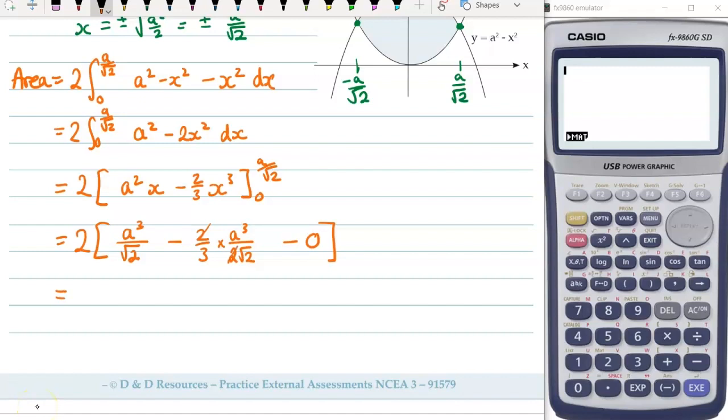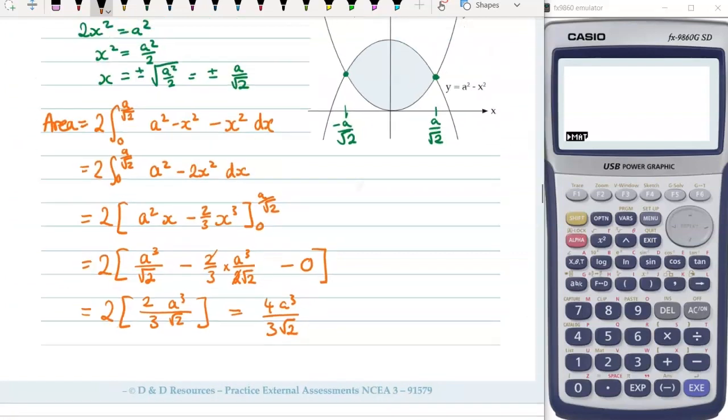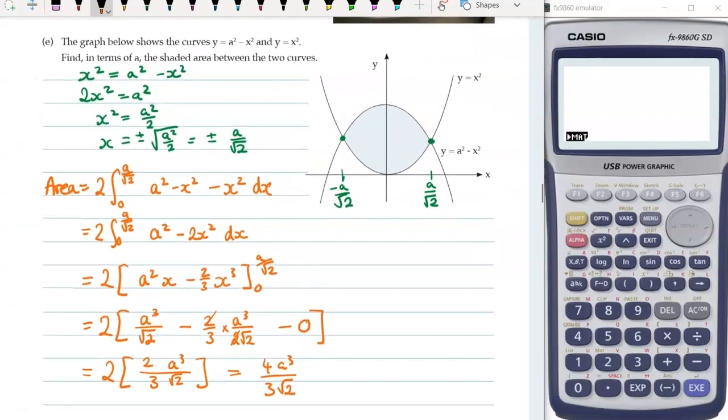Now these 2's cancel just here, and what we end up with is 2 lots of, we've got an a cubed over root 2 minus 1/3 of that same thing. So it'll be 2/3 of a cubed over root 2. Or we can write that all as one fraction so that it's like this. Which then becomes 4a cubed over 3 root 2. And there's that one all on one page.